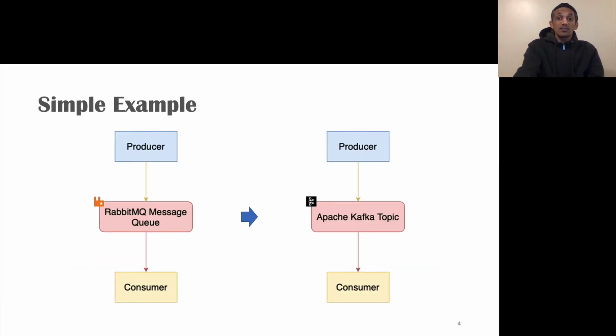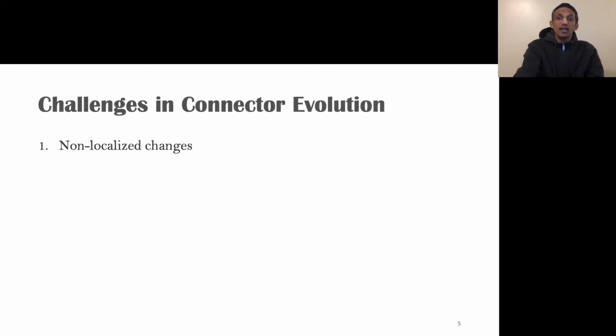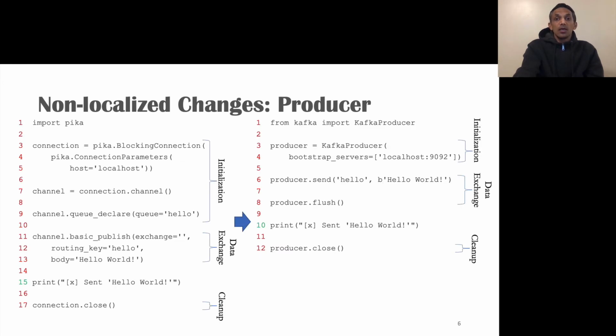The task of connector evolution involves several challenges. To look at these challenges, let us consider this simple example system. It consists of a single producer and a single consumer that interact via a RabbitMQ message queue, and we want to change the system to use Apache Kafka topics instead. The first challenge is that the changes that you need to make to the source code to change a connector are non-localized. Here you can see the implementation of the producer.